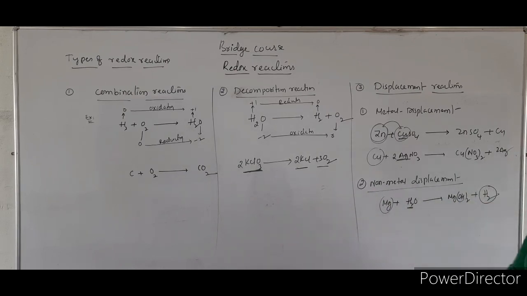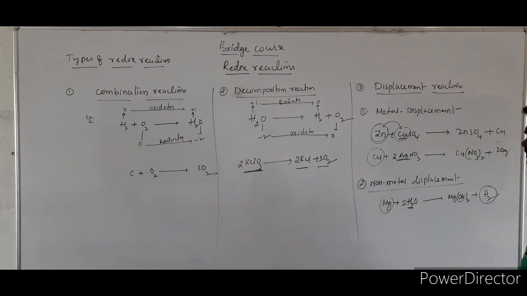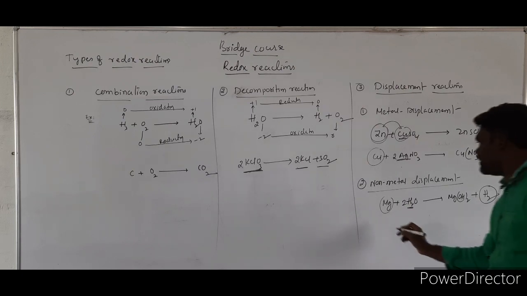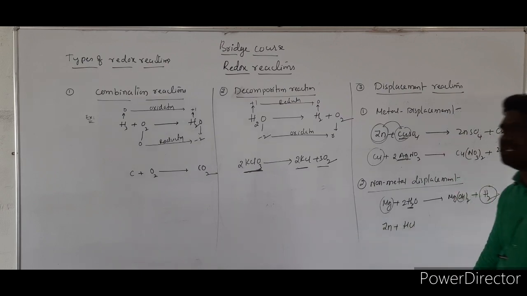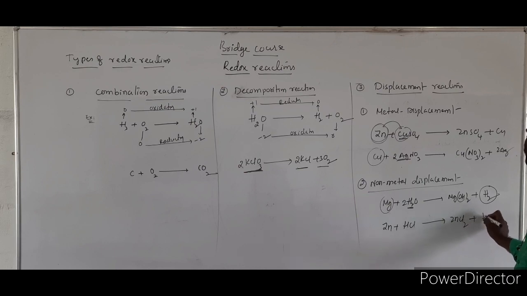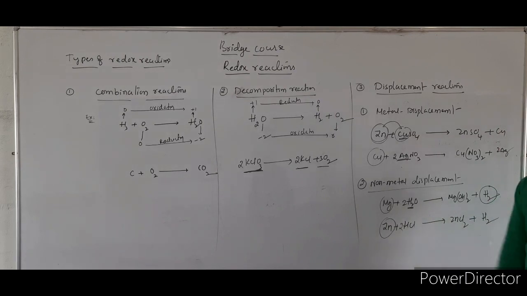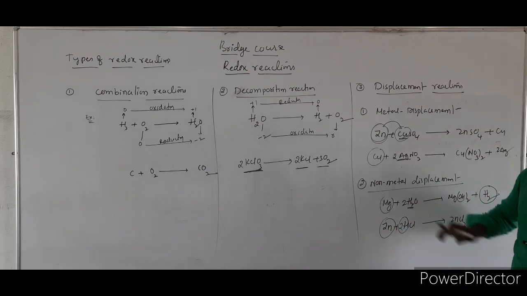Hydrogen will come outside. So if you want to balance it, Mg plus 2H2O gives Mg(OH)2 plus H2. We can take Zn plus HCl. Zn plus 2HCl gives rise to ZnCl2 plus H2. So here metal zinc displaces non-metal hydrogen. So metal displaces non-metal and occupies its place. This is another example of displacement reaction.